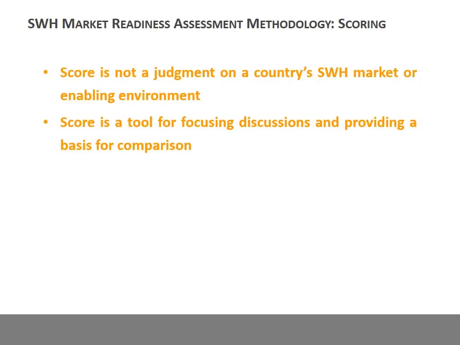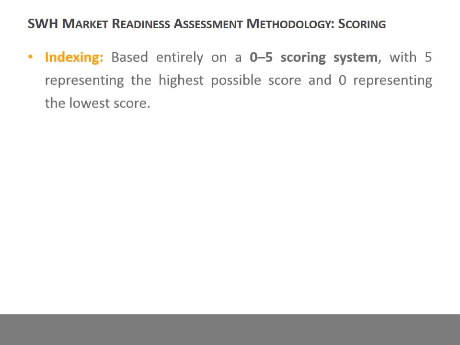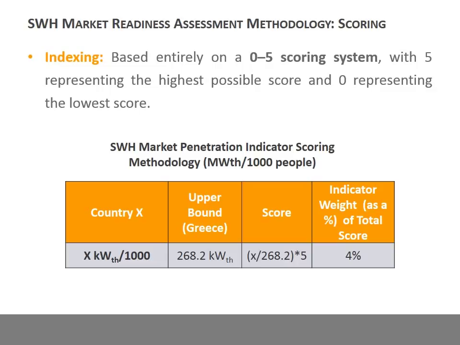The different indicators are scored using one of several approaches. In the case shown on the screen, this indexed score is based on a 0 to 5 scoring system, with 5 representing the highest possible score. Using the indexing approach, a country with the maximum value for a given indicator would receive the highest score in the index. All other countries' outputs would be mapped relative to the maximum score. This approach is employed for quantitative indicators such as solar water heating market penetration, as shown here.